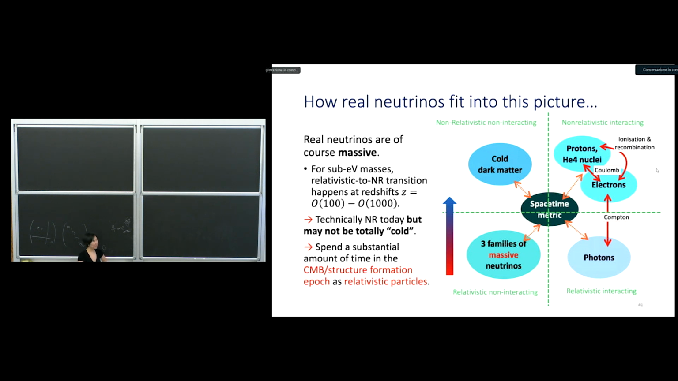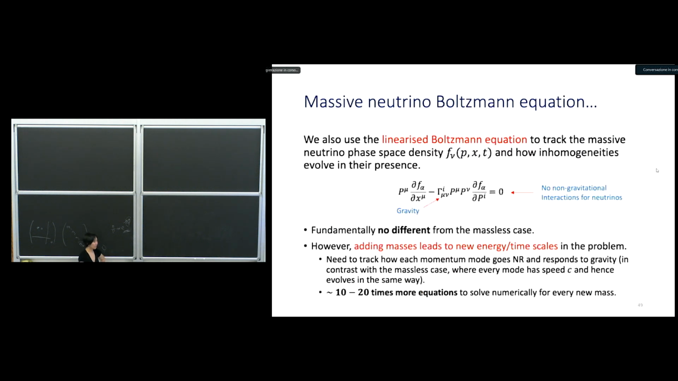Okay? So what it means is that you can't really just call them cold dark matter, nor can you treat them as completely relativistic stuff. And in fact, what you need to do is to track the transition from relativistic to non-relativistic behavior. Okay? And that complicates things a bit, actually. But the complication arises at the implementation level. At the fundamental level, you're still using the Boltzmann equation to do the tracking, so there's no fundamental difference between tracking massless and massive neutrinos.